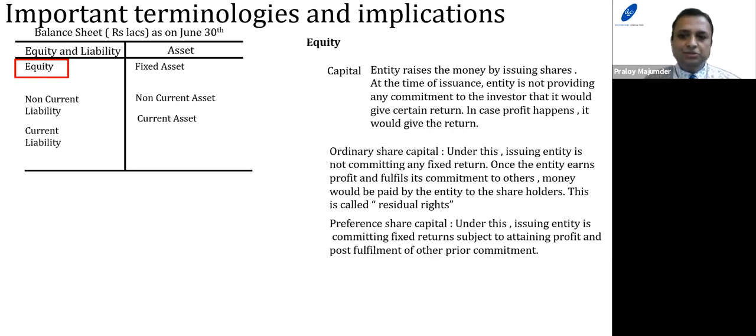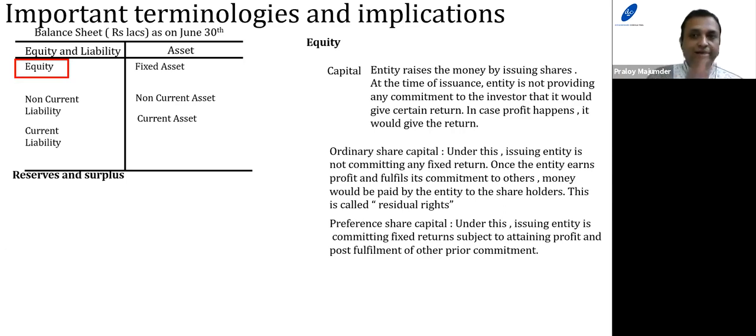There's another category of share, which is called preference share capital. Preference share capital means at the time of issuance, the issuing entity is telling that if I earn profit, the rate at which I will pay is predetermined. That is called the preference shares. So preference shares would be paid first and then ordinary share capital.